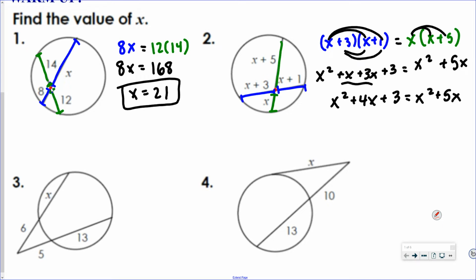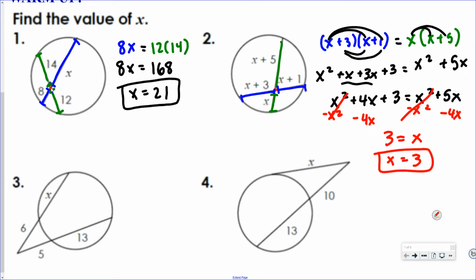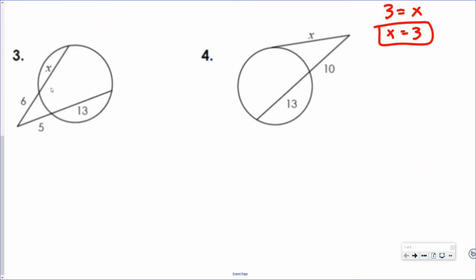All right, now when I go to solve this, when I go to group together my like terms, you'll notice the x squareds cancel out, or they drop out. And then I'm going to go ahead and move my 4x over here with the 5x. So now I'm getting 3 equals 1x. X is 3 for that one. Okay. Not a difficult problem, but you just have to know that rule of how to find the lengths of the segments that intersect.